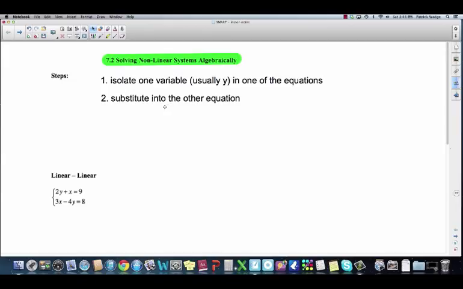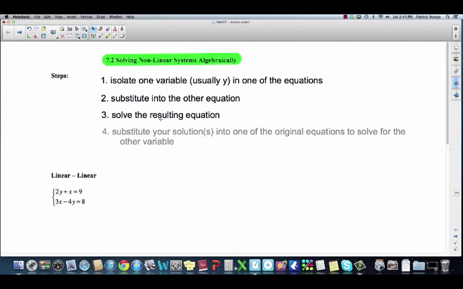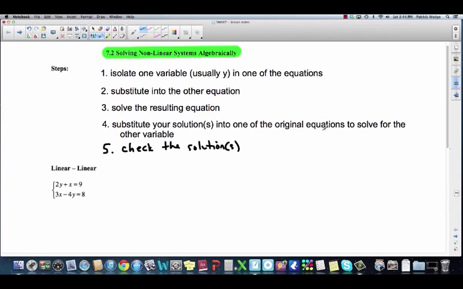Step 2, substitute into the other equation. Step 3, solve the resulting equation. And step 4, substitute your solution into one of the original equations to solve for the other variable. If you want a step 5, there is one in the book. I guess I should have put it here. Step 5 would be check the solution or solutions, but we know that most of you don't do that because it takes so long, but you can do that, and it's not a bad thing to do if you have the time and you're on a test or quiz or something like that.